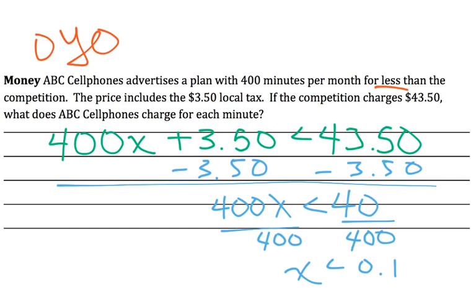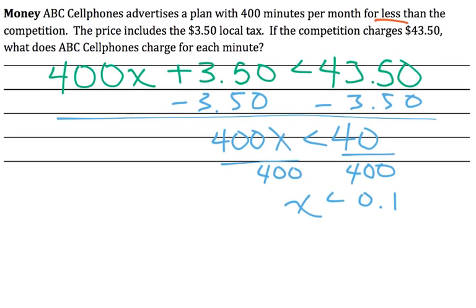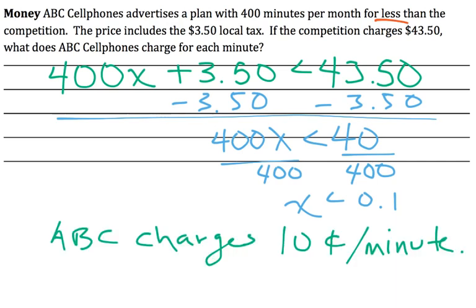And then if you have it, solving for it's not so crazy. So I found x is less than 1/10, in which case, we're thinking 10 cents. So ABC charges 10 cents per minute. And that's how I might write that. ABC charges 10 cents with a fraction per minute. If you want to talk about this one, let me know and we will spend more time on it.